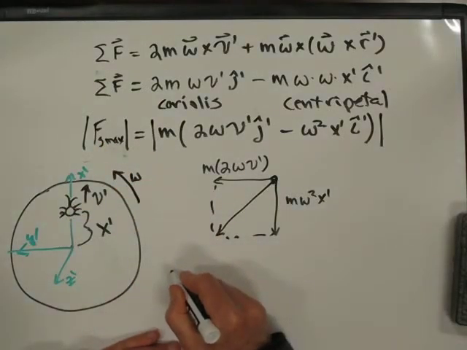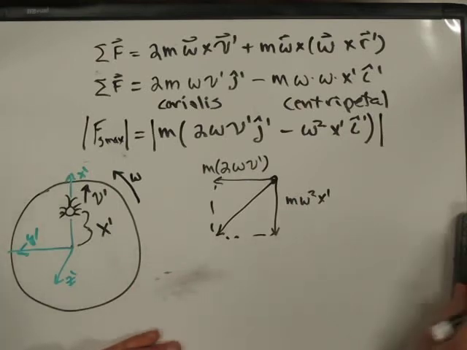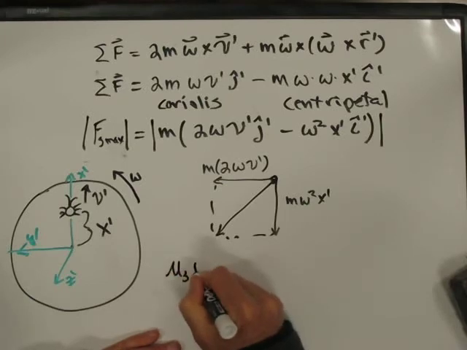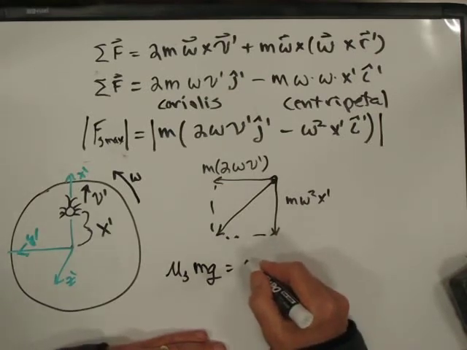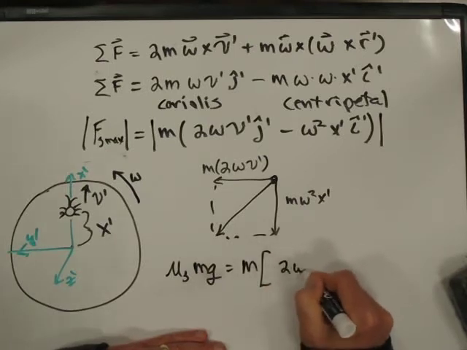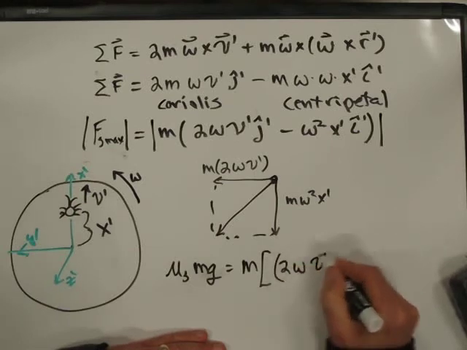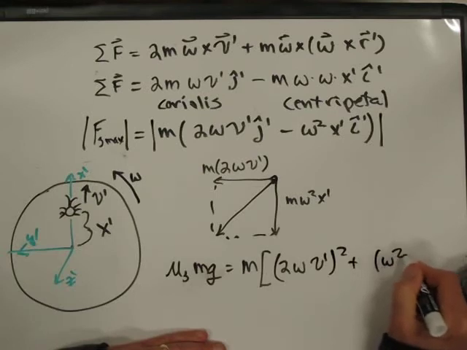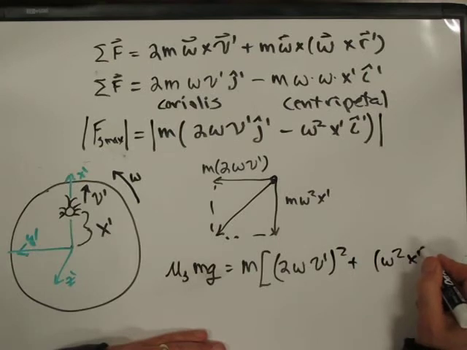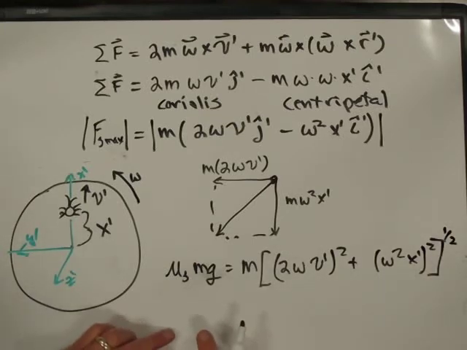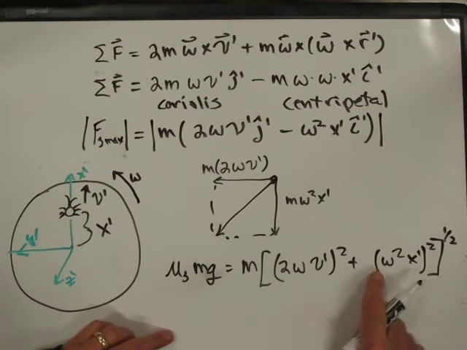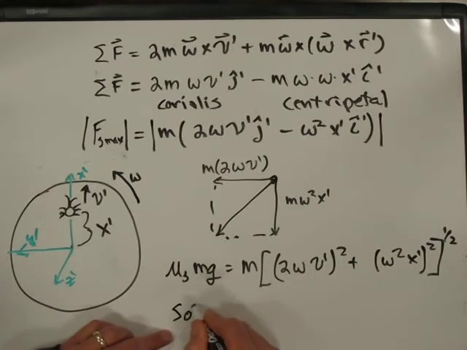And so that says that the maximum friction force is mu sub s m g, right? And that's got to equal the magnitude of this, which is, I can pull the m out, and I can say it's m times (2 omega v prime) squared plus (omega squared x prime) squared, all to the 1/2. Right, and so if I wanted to solve for x prime, I could just solve for x prime. I'll do that on the next sheet.